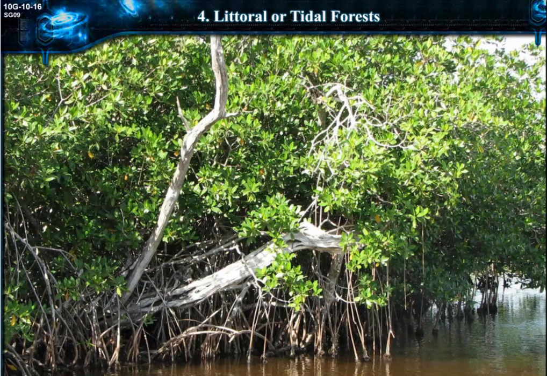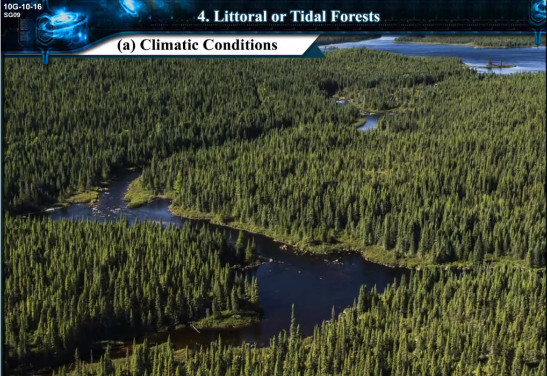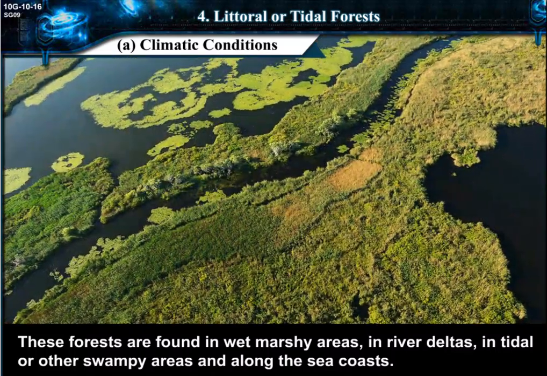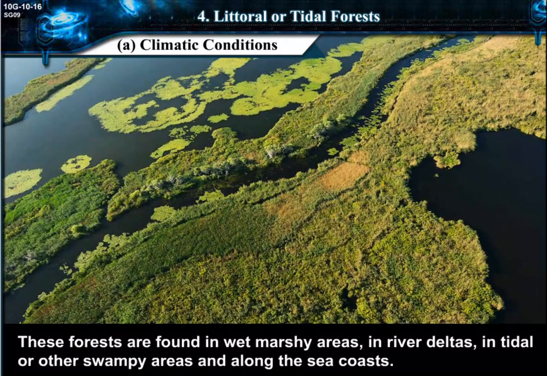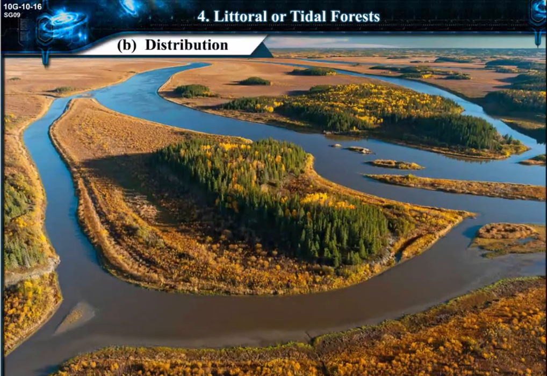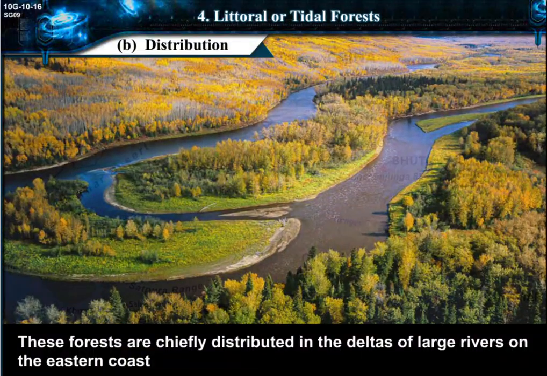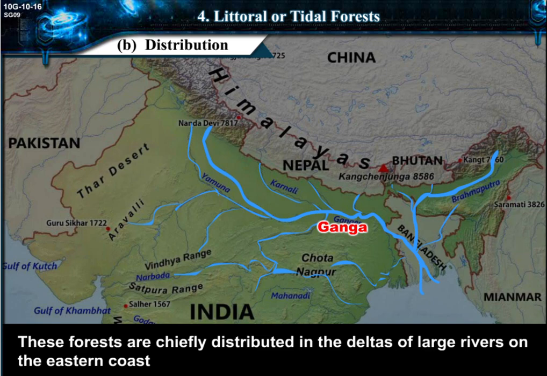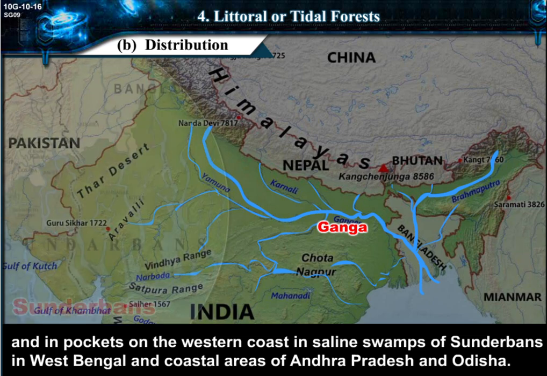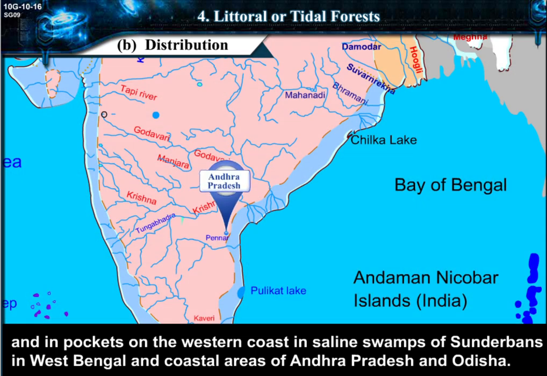4. Littoral or tidal forests. A. Climatic conditions. These forests are found in wet, marshy areas, in river deltas, in tidal or other swampy areas, and along the sea coasts. B. Distribution. These forests are chiefly distributed in the deltas of large rivers on the eastern coast and in pockets on the western coast, in saline swamps of Sundarbans in West Bengal, and coastal areas of Andhra Pradesh and Odisha.